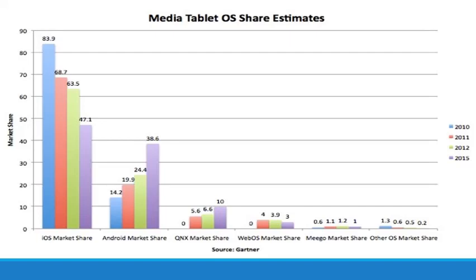So this slide here kind of just validates what we were saying on the last slide. When you look at the media tablet and the operating system share estimates, you'll notice, of course, that iOS market shares have been declining since introduction in 2010. So they've gone steadily down to 47.1%, while you'll notice the Android market share, of course, has increased. And the reason, of course, is very simple for that.